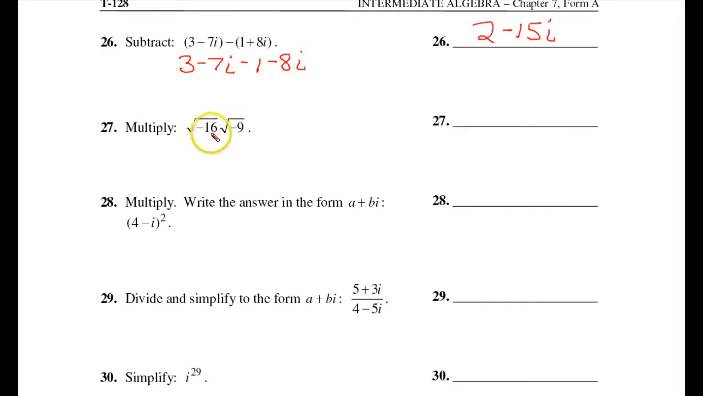Now this is a little tricky because when they're complex numbers, you can't just do this. So what we do here is we take out the i from this one, and we get 4, since the square root of 16 is 4. Take out the i from this one, and this is the square root of 9, which is 3. Then we go i times i is i squared.